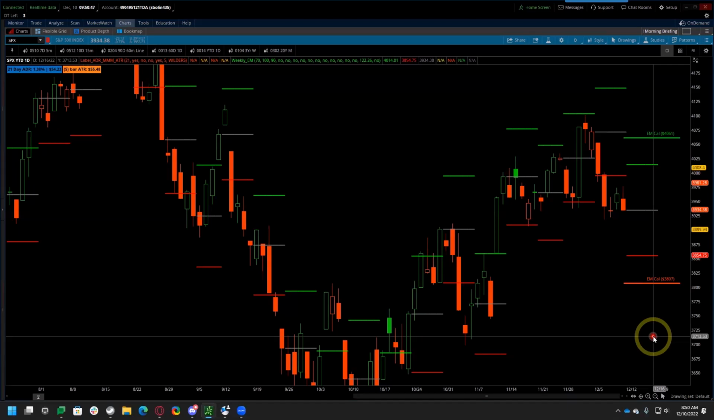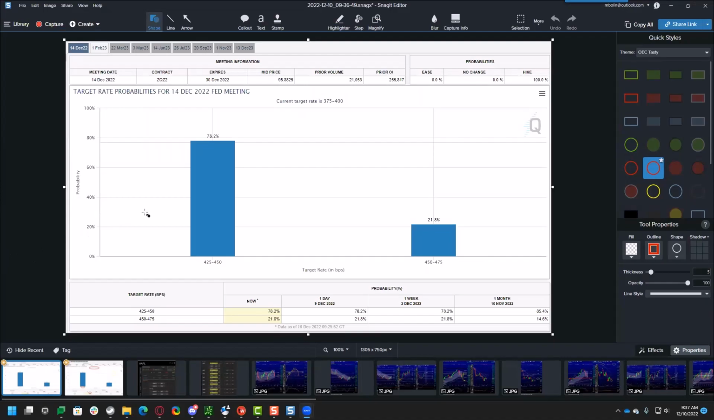So it doesn't matter how much technical analysis you perform on the chart. The only thing that's going to matter is when Powell comes out, chipping his teeth, and what he says about the next FOMC meeting. What we're looking at is the December 14 FOMC meeting. Our current target rate is 375 to 4. Usually I just say 375.